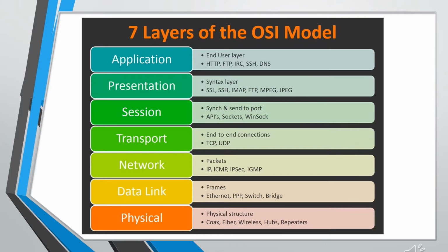Let's see what the OSI model is. OSI stands for Open System Interconnection, and this is a conceptual framework for how applications communicate over a network. There are 7 layers within the model, and the layers are used to help users identify what is happening within a networking system. The OSI layers are described as application, presentation, session, transport, network, data link, and physical.